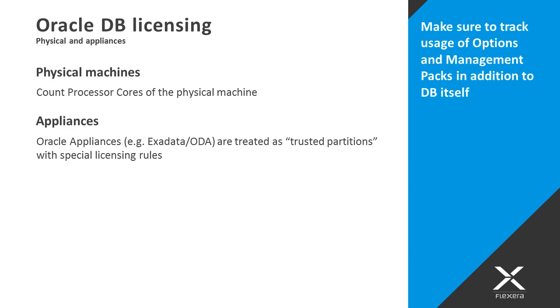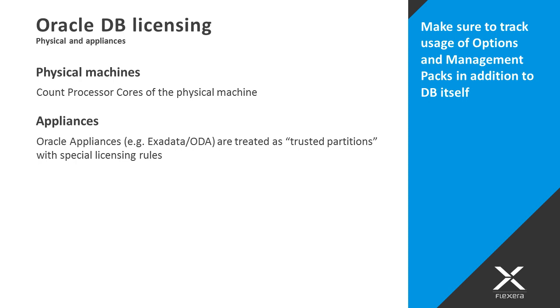Well, physical machines, that's simple. Just count processor cores of the physical machines, if it's a multi-core system, and you have to take into account the processor factor table, where Oracle tracks the power, the performance of each processor family, all of them: Intel, AMD, HP Itanium, or Intel Itanium, the Power CPUs as well.